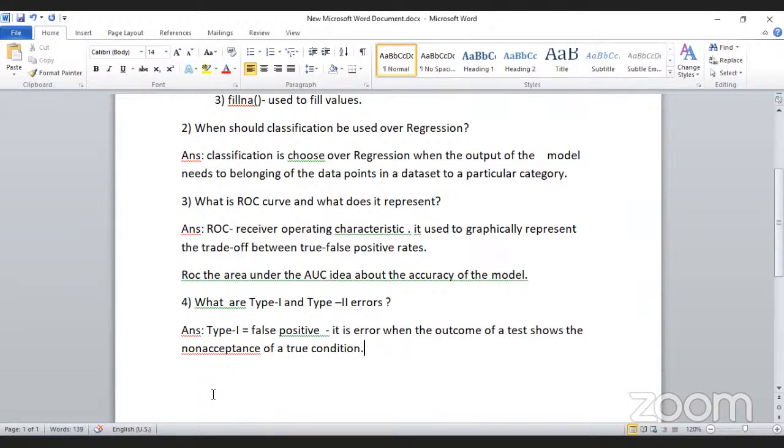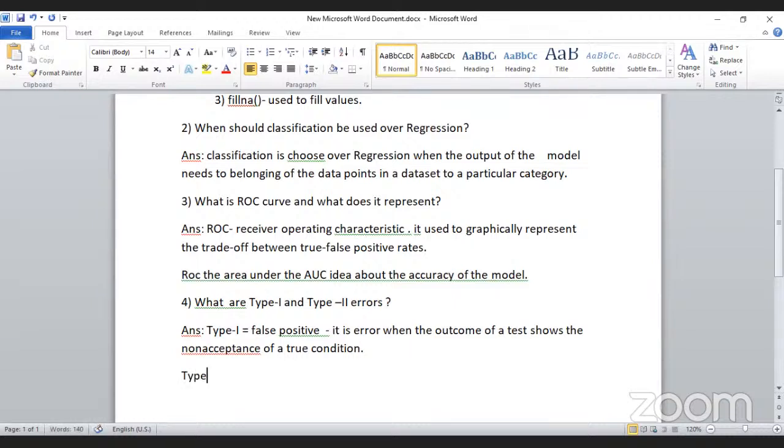If I would like to give an example, if a person is diagnosed with depression even when they are not suffering from it, in this case we are saying that it is false positive. When a person is diagnosed with depression, but in truth he is not suffering from depression, that is the case we can say is false positive.